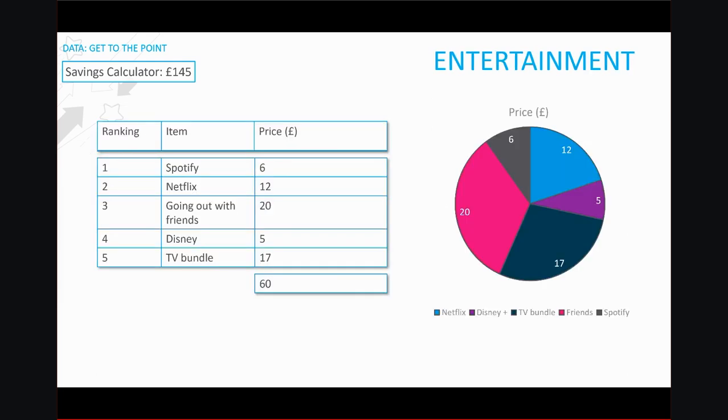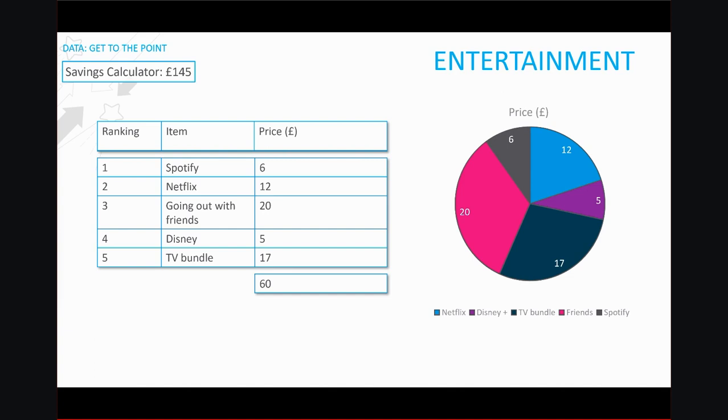After saving £15 a month from his phone bill and £130 a month from his food shopping, Kevin feels motivated and turns to his entertainment costs. He writes a list of what entertainment he pays for and rates them from most used to least used. He also pairs this with a visual pie chart to assess the prices. And I don't know about you, but I relate to having music as the top of my entertainment use. Putting those earplugs in and listening to music all day.